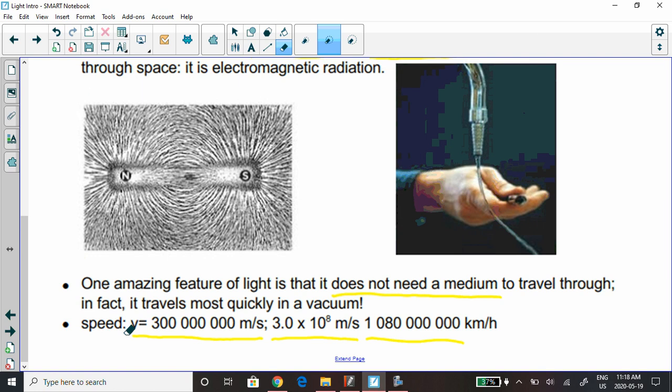Now, light is the fastest thing in the universe. It travels at 300 million meters per second. There it is, 300 million meters per second. But most scientists use scientific notation to write that: 3.0 times 10 to the 8 meters per second. All right, and we can convert it into kilometers as well.